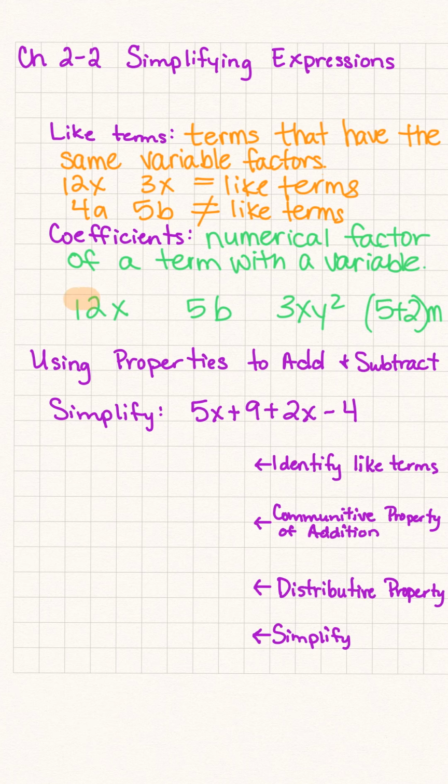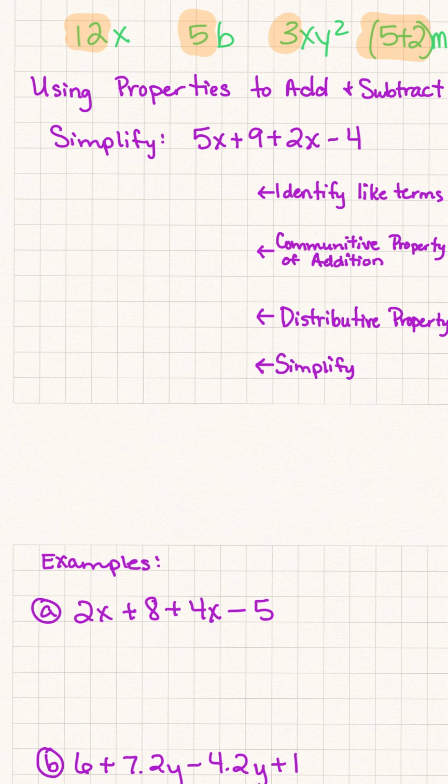These are the coefficients: 12, 5, 3, 5 plus 2, the numerical factors of the term with a variable. The variables are the x, the b, the xy squared, and the m. Now let's look at using properties to add and subtract.